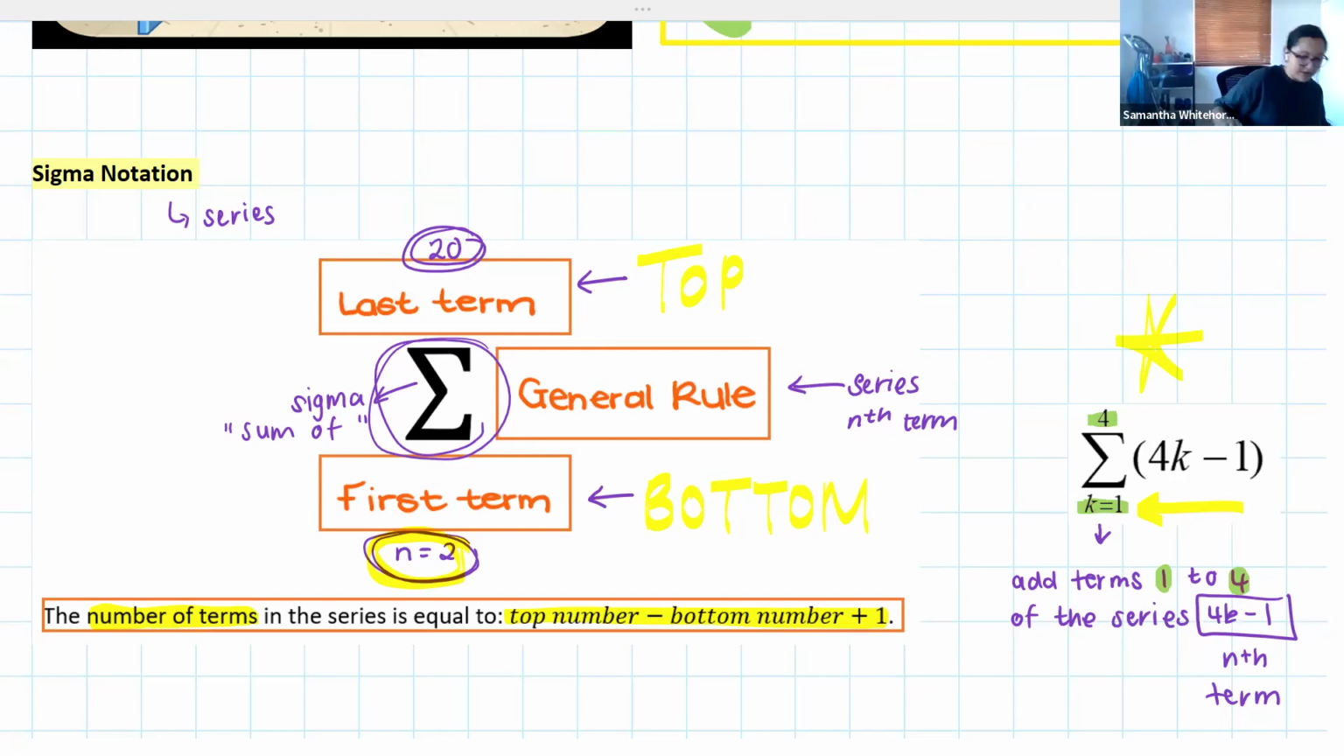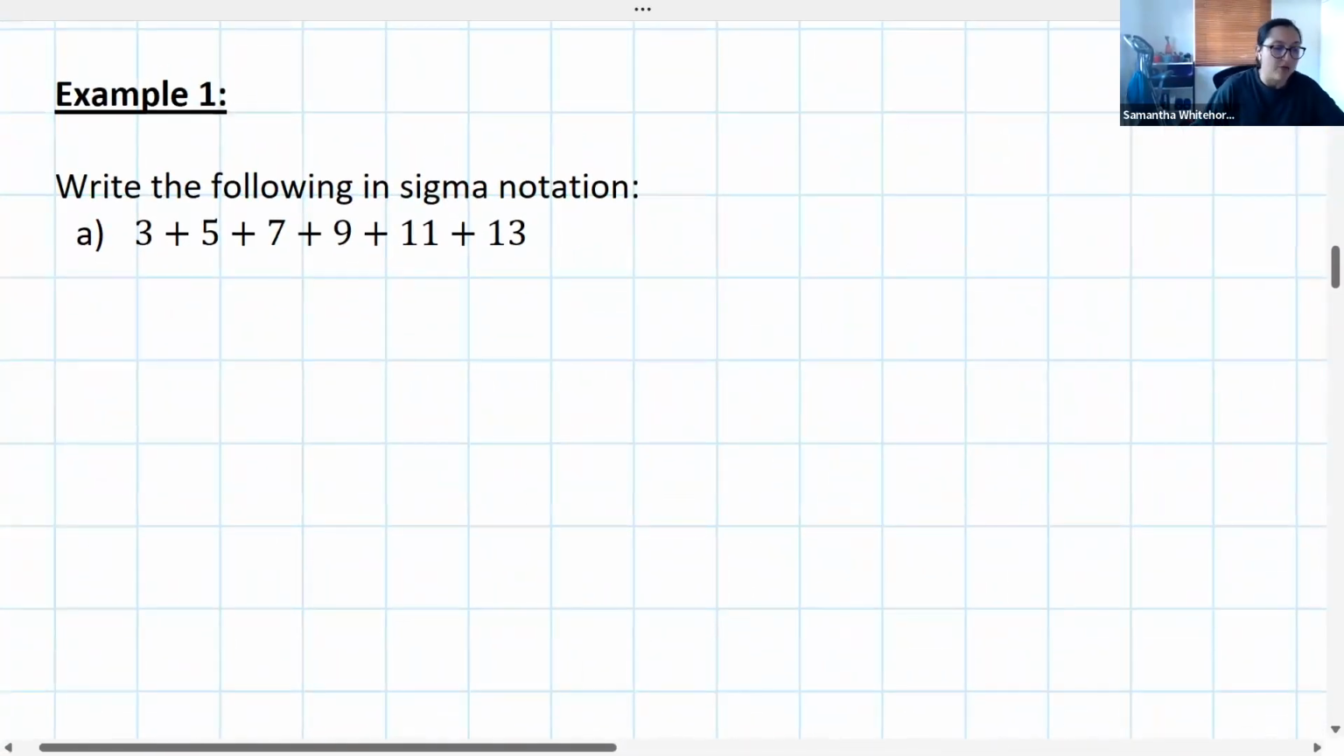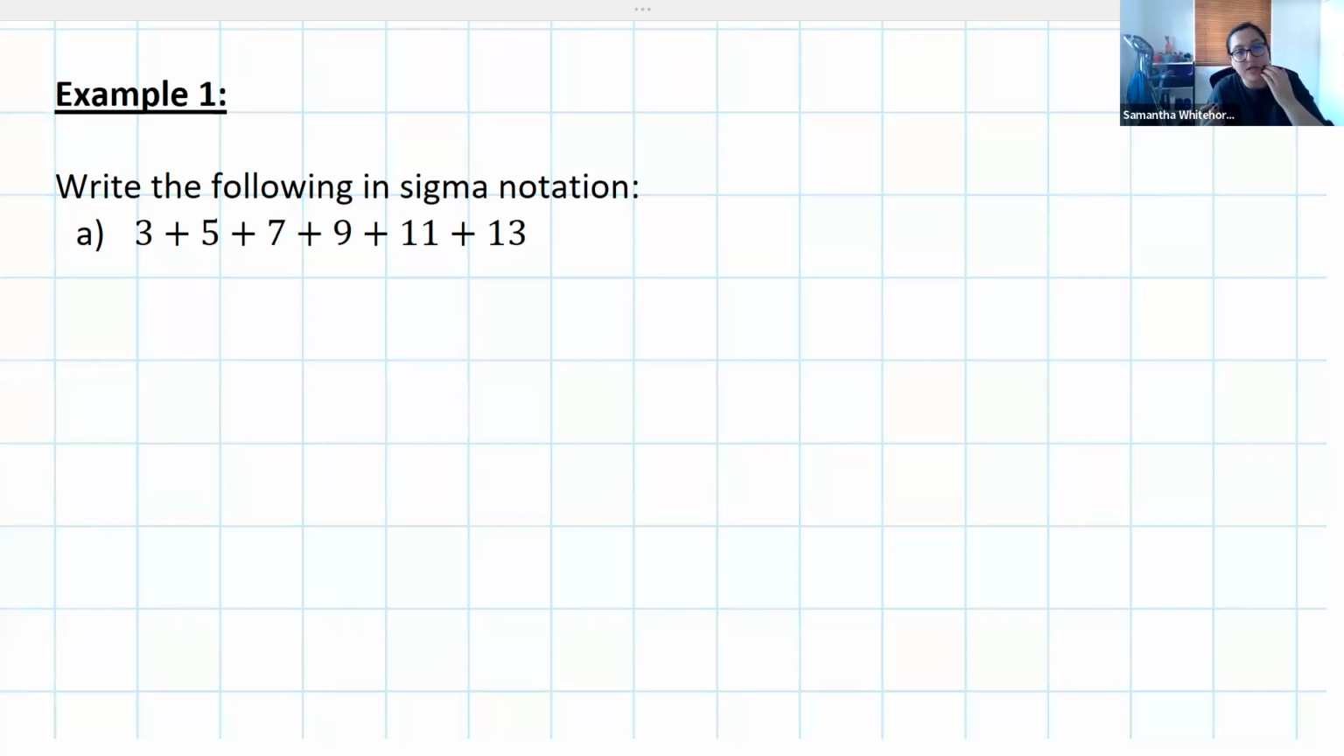Right, so if we have a look at our first example, all we want to do right now is write the given series in sigma notation. Now, we don't often ask you to do this, and so we're only going to do 2 examples. But if you can convert from a series to sigma, it makes it easier to understand what sigma is saying to us. So there's a couple things that we need to know.